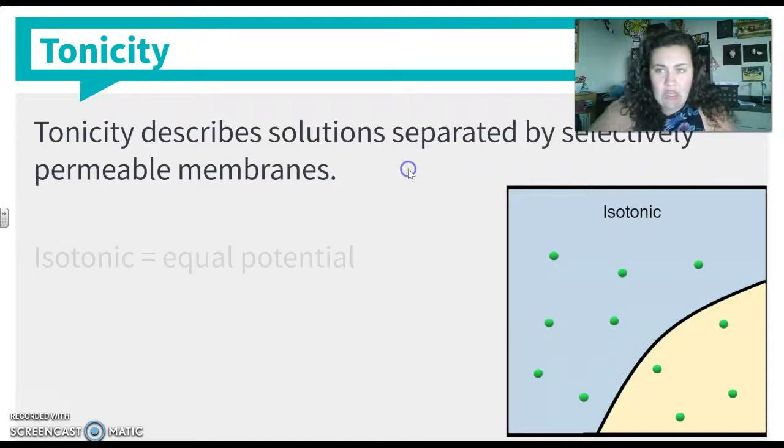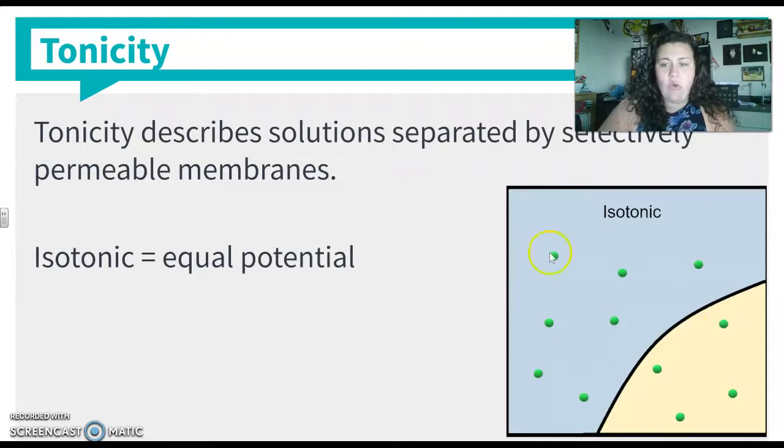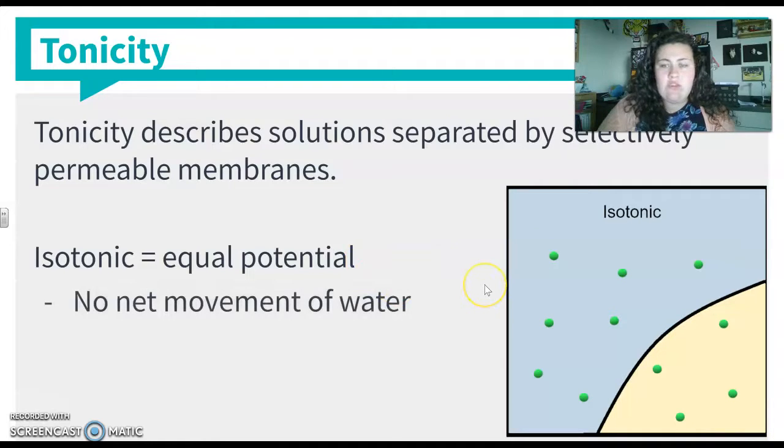Now, isotonic is how we talk about an equal potential. Okay, so both sides have similar potentials and similar solute concentrations. So there is no net movement. That doesn't mean there is no movement. You're still going to have movement in and out. Things are still going to be diffusing across that membrane, but you're not going to have any net movement, no total movement. Okay, so every time one goes in, one goes out. There's no net change.